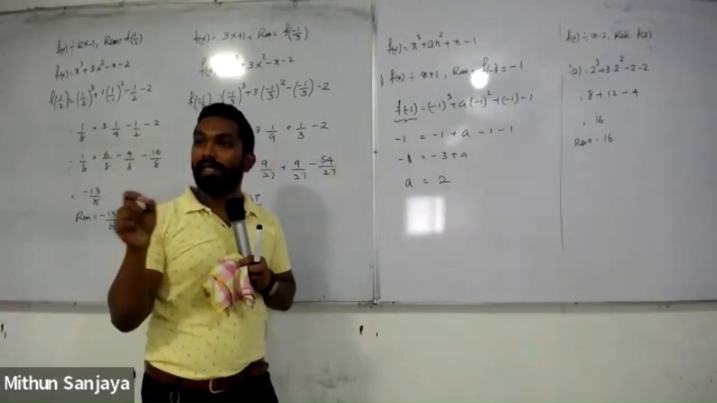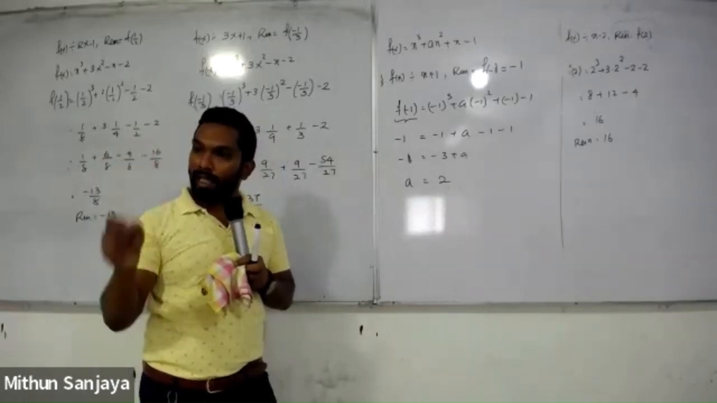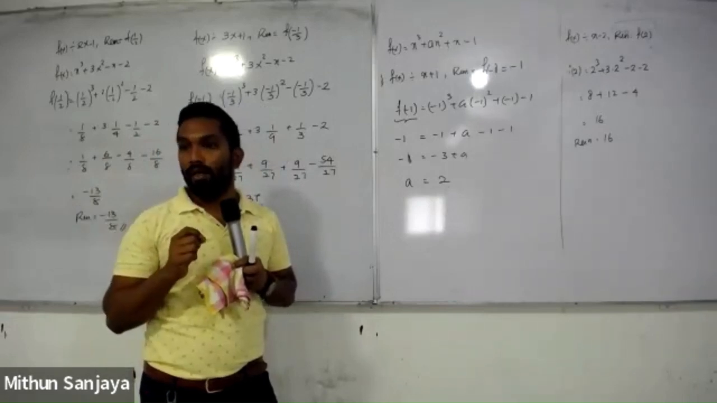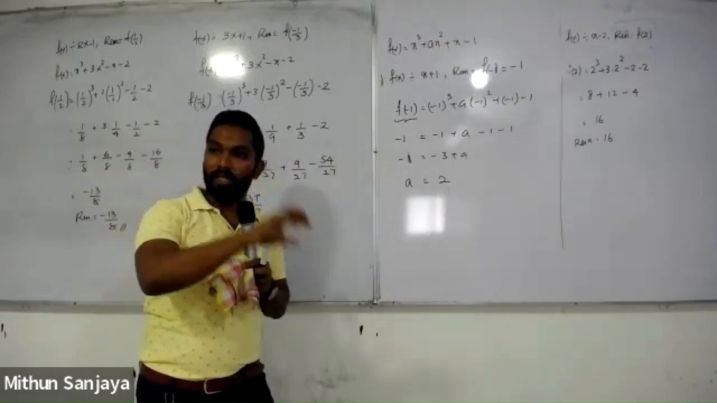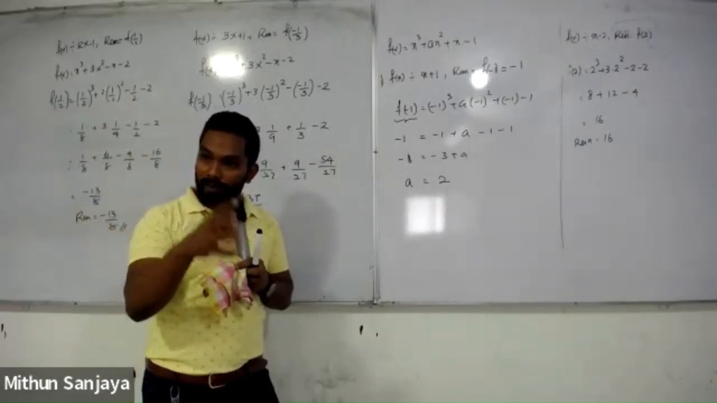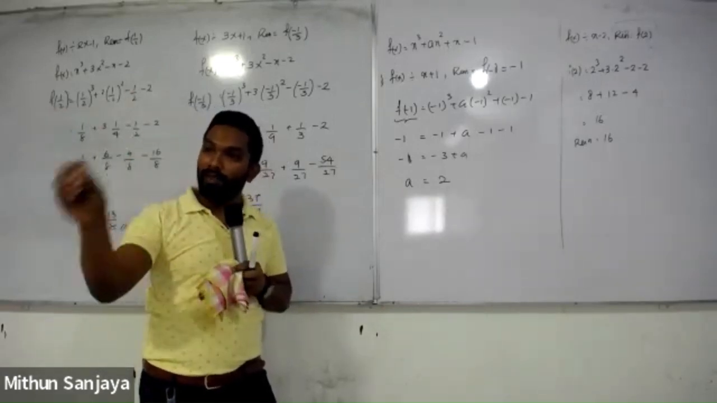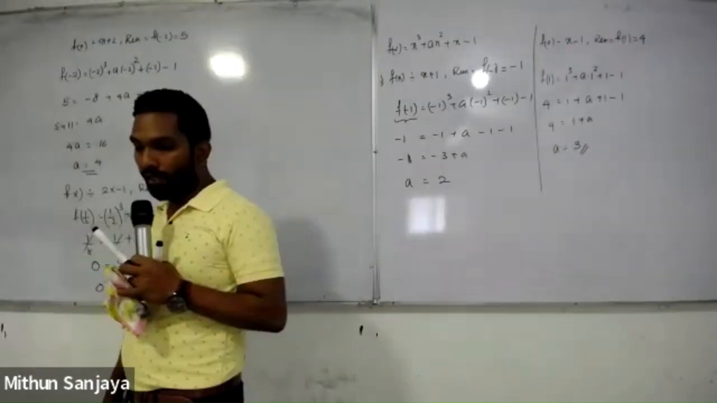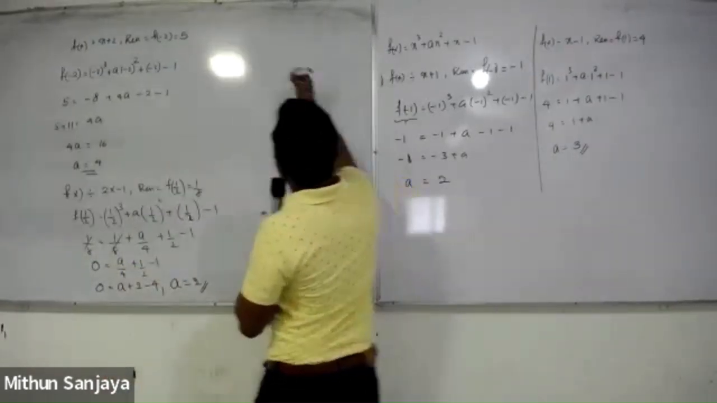Like that, we can create the equation. They give this function divided by that. What is the remainder? We get the remainder by the remainder theorem, and it is equal to the given value.